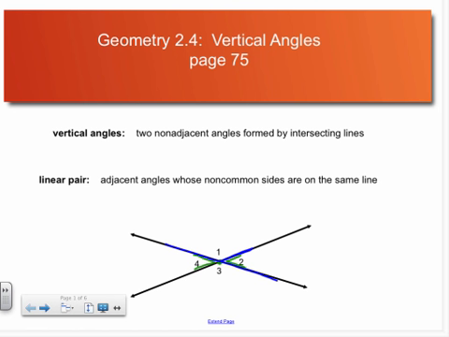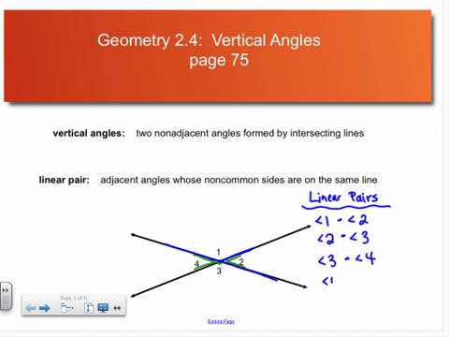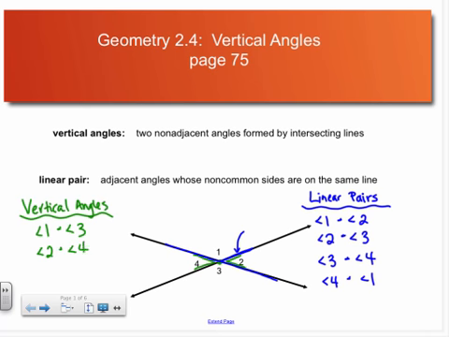So let's classify each pair of angles we have in this intersection. So I know angles 1 and 2 are a linear pair. Angles 2 and 3 are adjacent, so they're a linear pair. 3 and 4 are adjacent, they're a linear pair. And 4 and 1 are adjacent, so they're a linear pair. Then the ones that kind of point to each other or are across from each other, like angles 1 and 3, are vertical angles, and angles 2 and 4 are vertical angles.